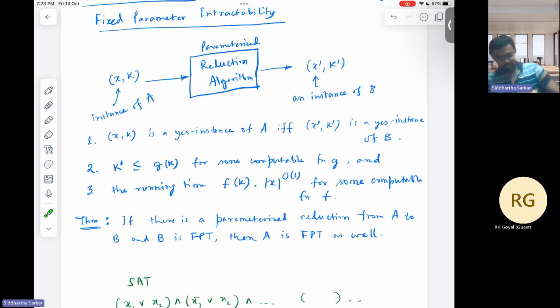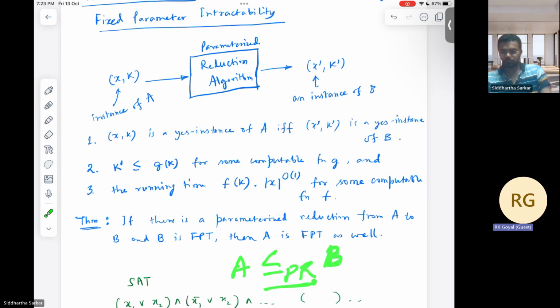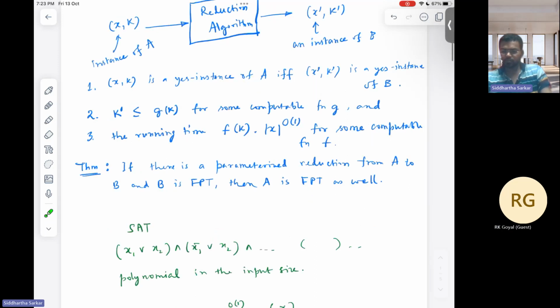And then, as you said, if you have a reduction from A to B, which is a parameterized reduction, and B is fixed parameter tractable, then A is also fixed parameter tractable, because using the FPT algorithm for B and this reduction, you can solve A. You convert an instance of A into an instance of B, and B is known to be FPT, so A is also FPT. Yes, that is the basic context in which we are solving the problems.